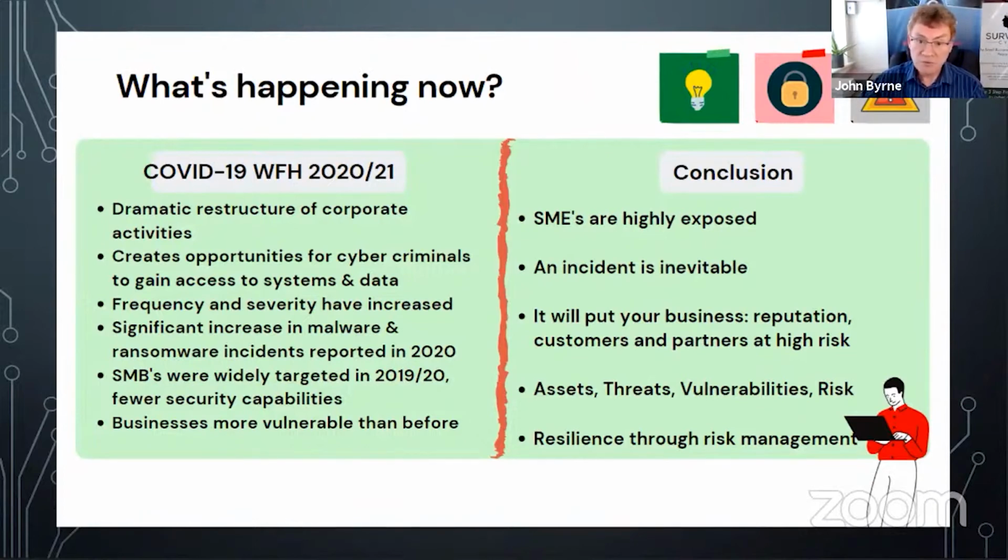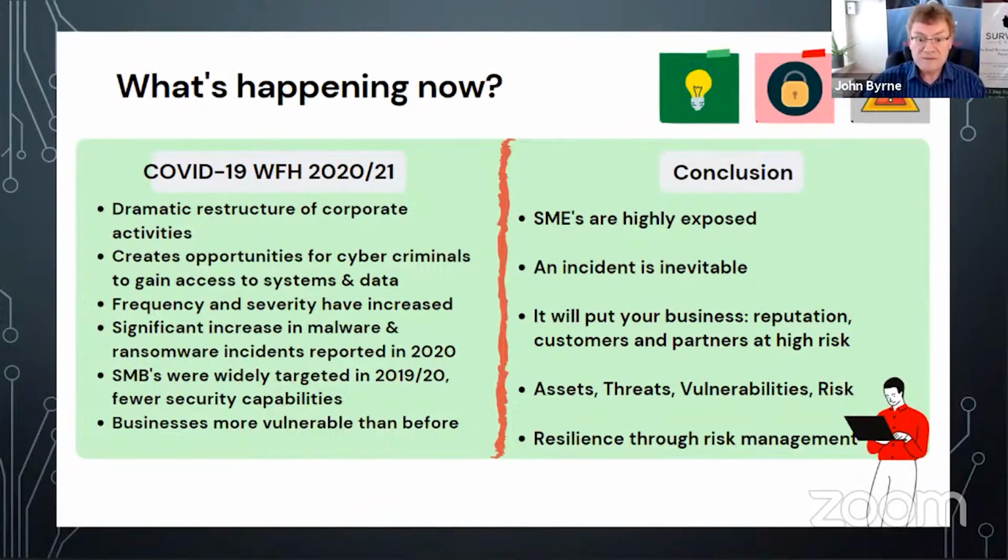Security was put pretty much to the back as concerns about just keeping going and keeping the lights on took precedence. But that created the opportunity for cyber criminals to gain access to our systems and data because we had people working from remote locations who weren't used to working in that environment. And as a result, the frequency and severity of cyber losses and cyber claims have increased dramatically, driven by a dramatic increase in malware and ransomware incidents that were reported in 2020.